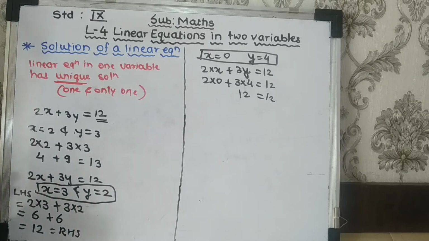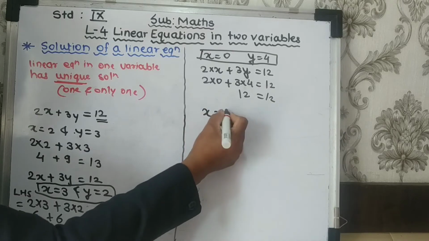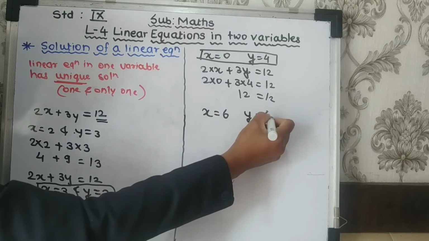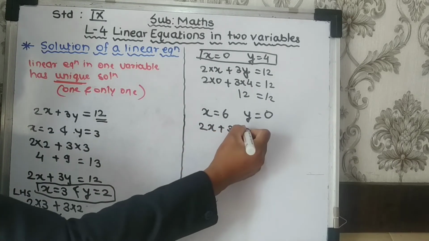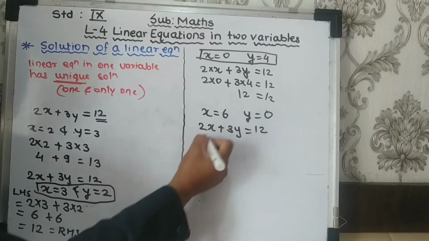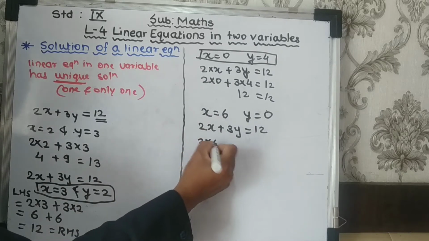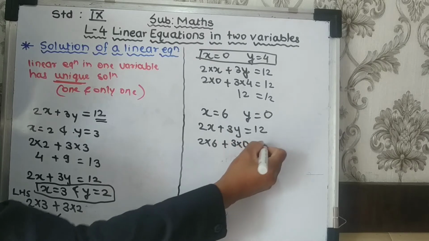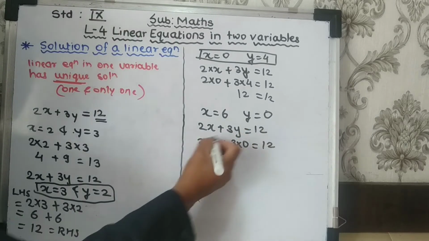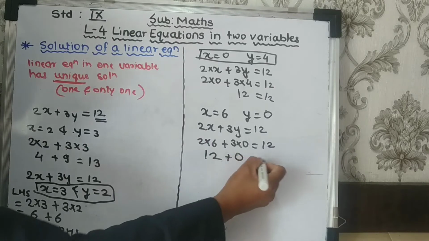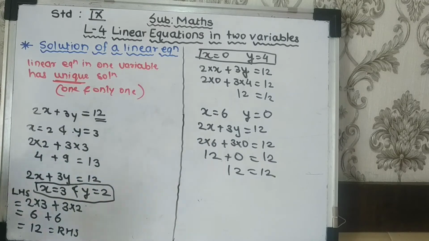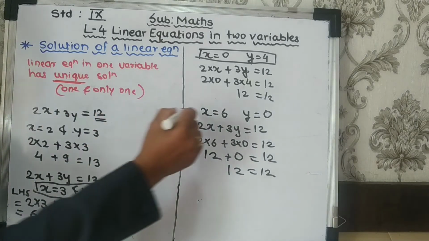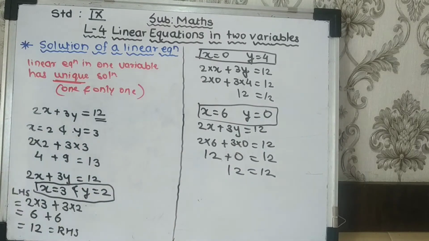Right? Let us see one more value, whether it satisfies this or not. So let us take x equals 6 and y equals 0. So 2x plus 3y equals 12. So in place of x we write 6, plus 3 into y equals 12. 2 6s are 12 plus 3 zeros are 0 equals 12. So 12 plus 0 is 12. LHS equals RHS, so this value is also satisfying the given equation.